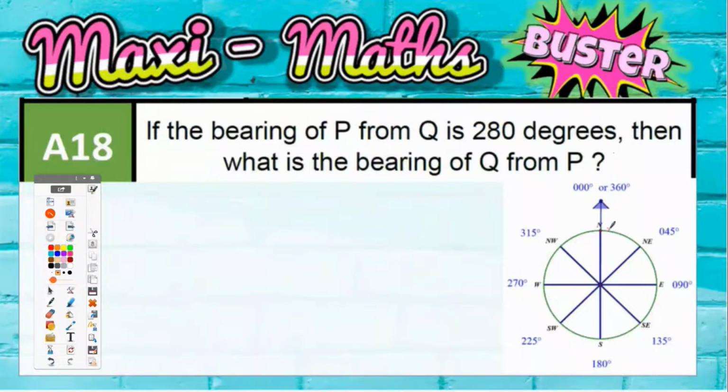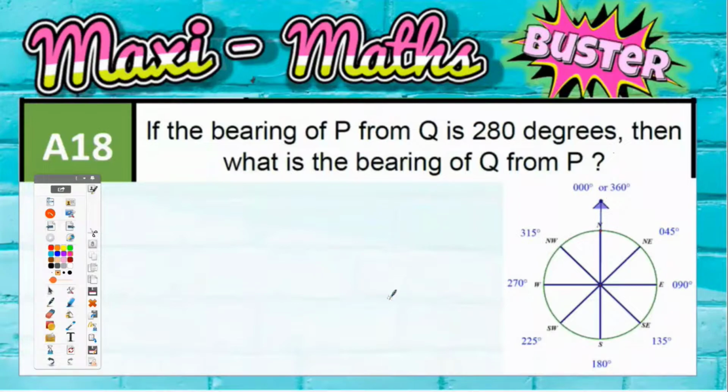So, remember that north is 0, 0, 0 degrees, northeast is 45 degrees, east is 90 degrees or 0, 9, 0, southeast 135, south is 180, southwest is 225, west is 270, and northwest is 315 degrees.